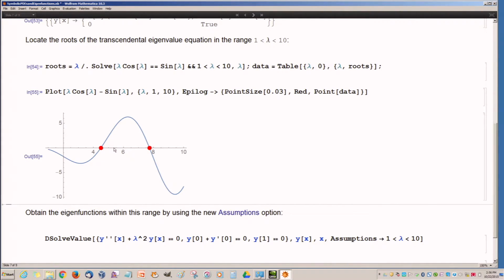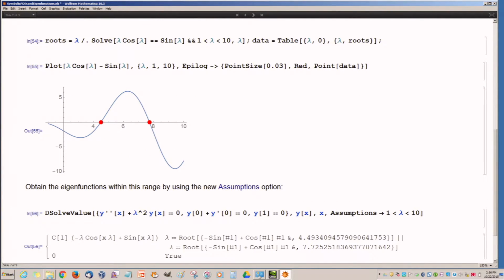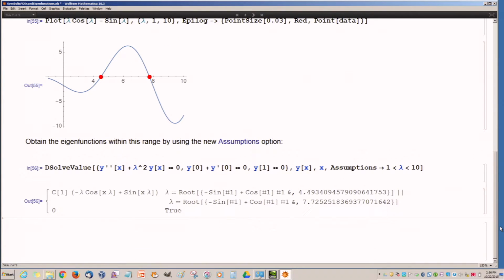And so for that reason, we introduce the assumptions option into version 10.3. So if you say assumptions 1 less than lambda less than 10, then you get back exactly the same solution. So you get two eigenvalues, one at about 4.5, the other one at 7.7. So you can pick your eigenvalues by focusing on a particular small subset of the real line. But this requires a lot of technology from transcendental roots and other places. Okay, so it's not quite non-trivial over here.